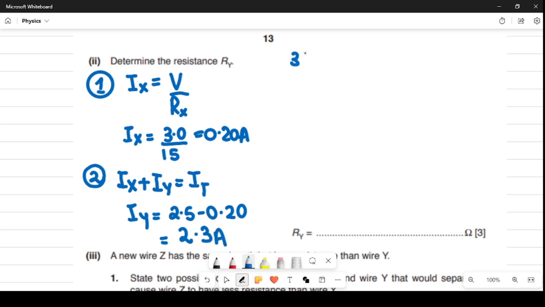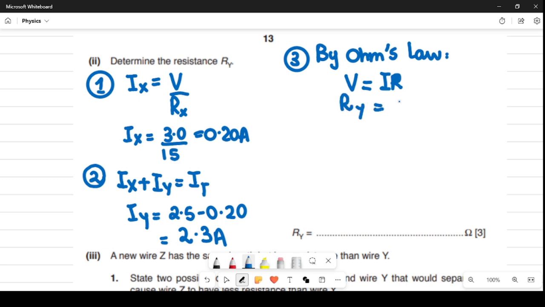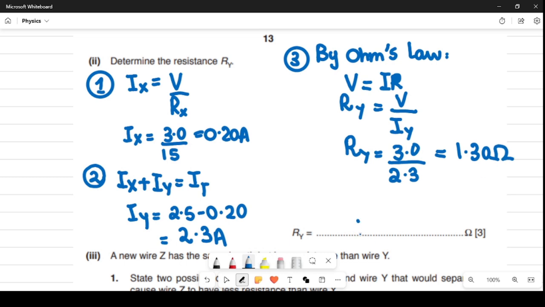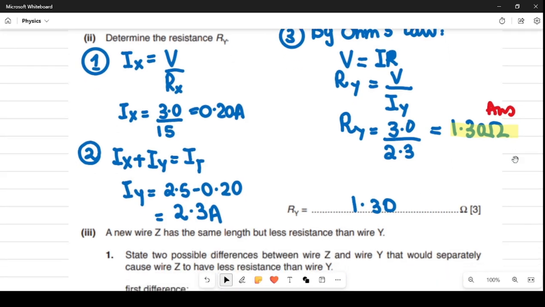Right. The third part is that by Ohm's law, we know that V is equal to IR. The voltage remains the same across Y. Iy we have calculated, so therefore Ry is equal to 3.0 over 2.3. So Ry is equal to 1.30 ohms. This is your answer. Right. Let's move on.